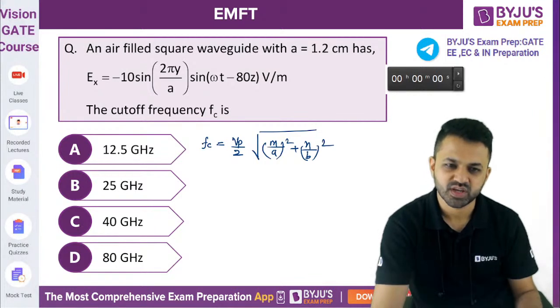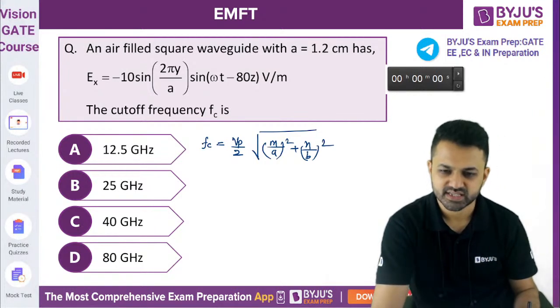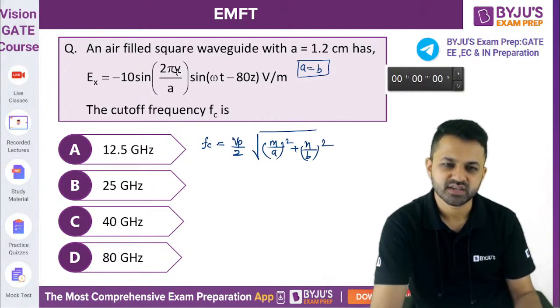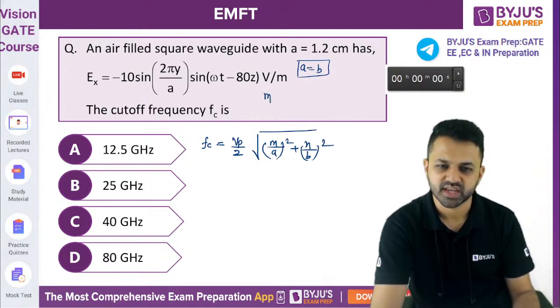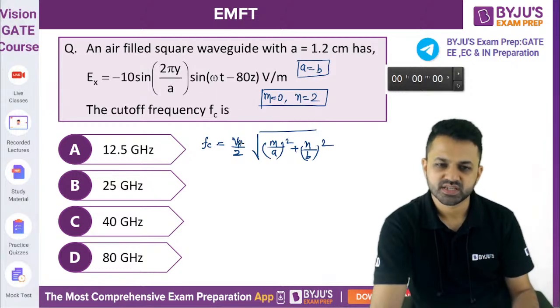यस, सो बिकॉज स्क्वायर वेव गाइड है, ए और बी की वैल्यू सेम होगी। और एग्जैक्टली प्रत्युषा हैज गॉट द राइट आंसर एक्चुअली, because this is a equal to b. Here a is equal to b, and from this particular expression you can understand this is the y component, so you will take m equal to 0 and n equal to 2. So this is the mode we have from this particular expression of the electric field.